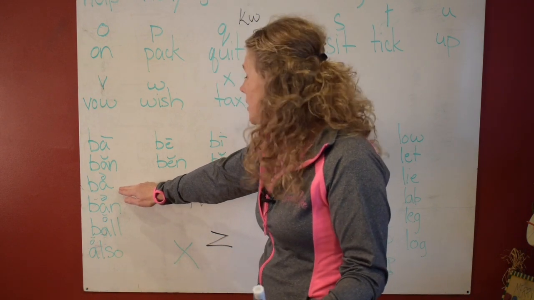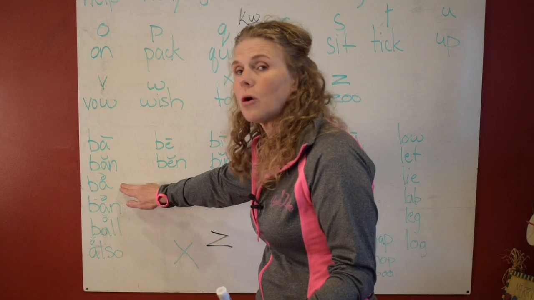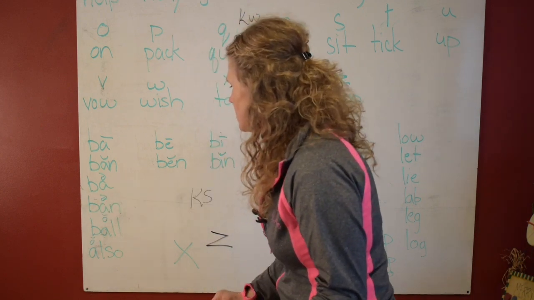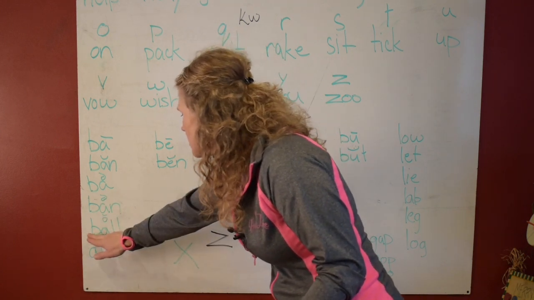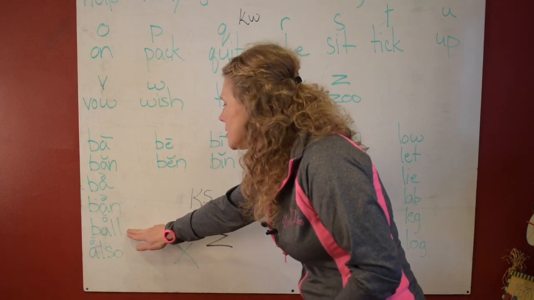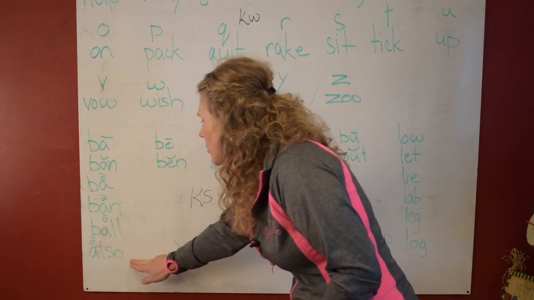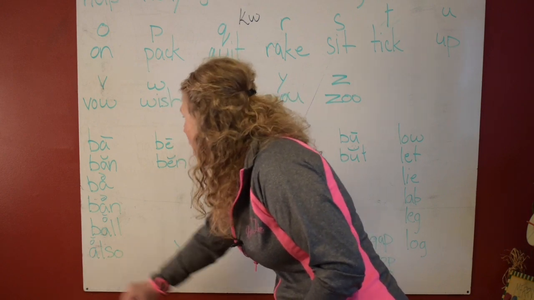When they are not accented, it will always go to schwa. And this will say bun. Ba, bun. And now we have our unit syllables that say ball. This will say ah. And we also have our unit syllable in the middle of words, also, ah.